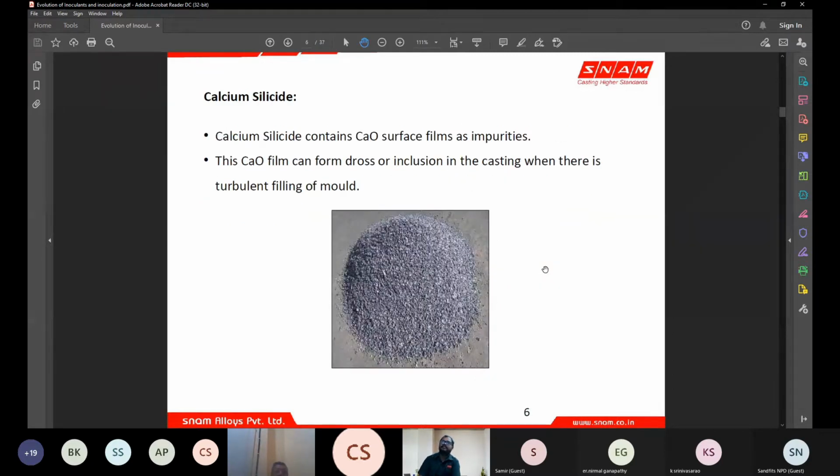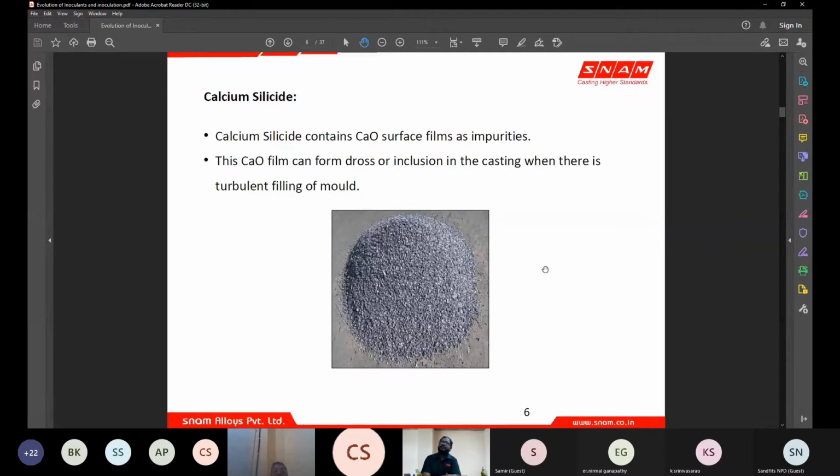Then comes calcium silicide. Calcium silicide has calcium and silicon, which form a major component of inoculating elements. But there is a problem that calcium silicide can have calcium oxide as impurities. So when these impurities get into our liquid metal, this can lead to formation of dross or inclusion when we cast. Though calcium oxide slag or the dross is easily removable, we are working towards high purity liquid metal, which in turn gives good castings.